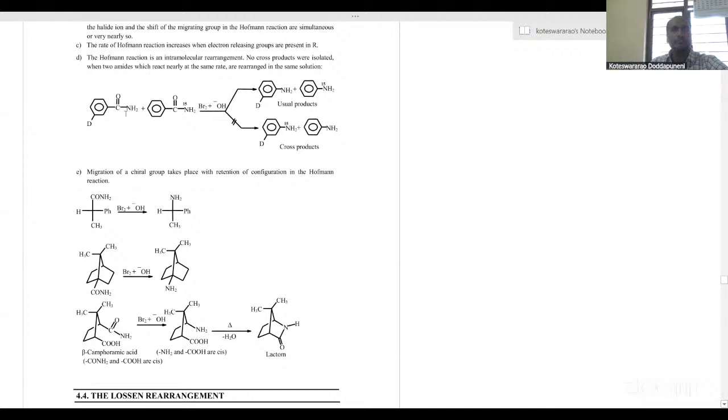And it is confirmed by the crossover experiment. Based on the crossover, here the equation is given. Based on this equation, we can conclude that this is the intramolecular rearrangement, not the intermolecular rearrangement.